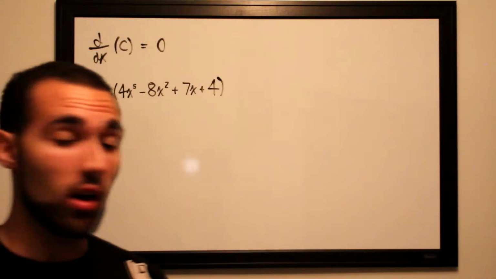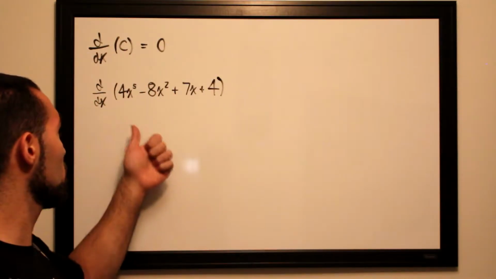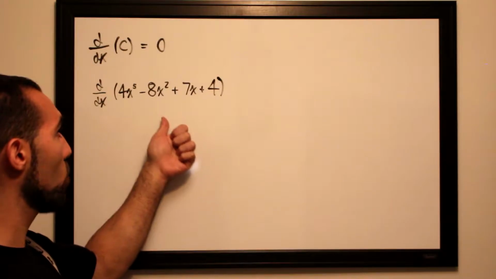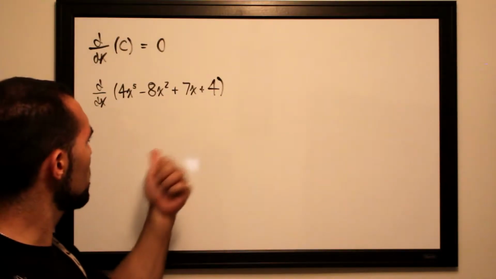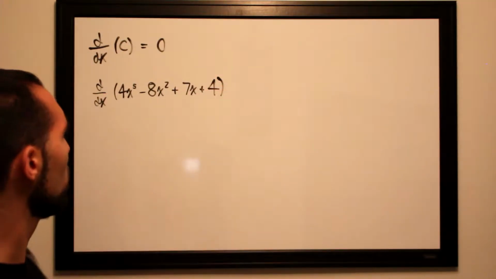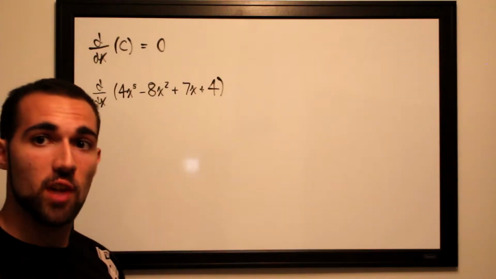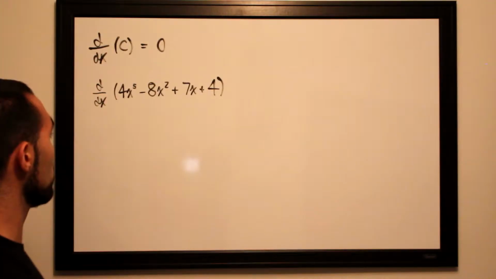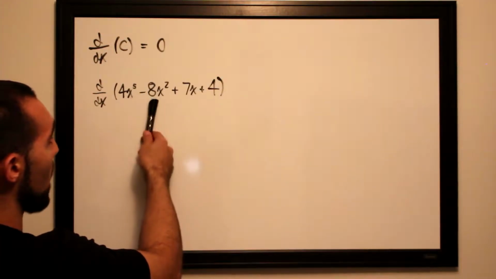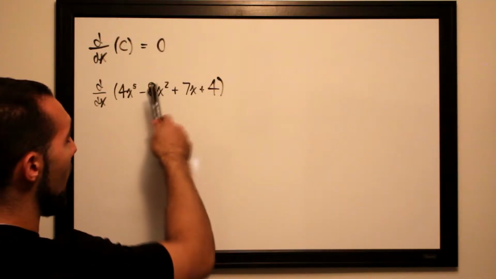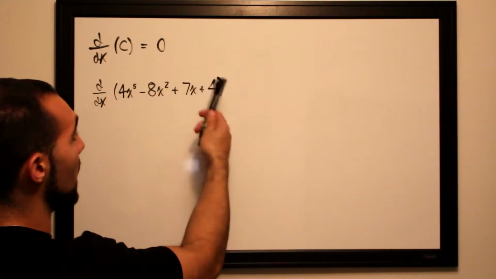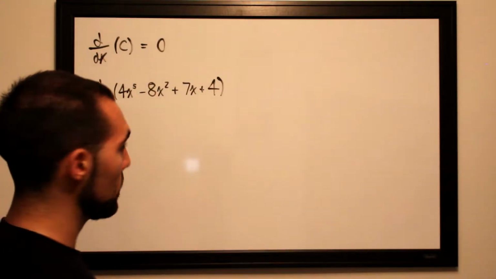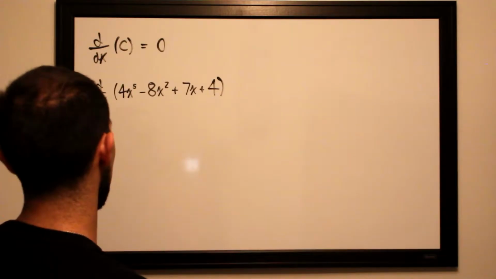So I got a little bit cut off over there. Let's take the derivative of the function 4x to the 5th minus 8x squared plus 7x plus 4. So what we'll be doing is splitting this up into several derivatives as we did for the previous example, where we'll take the derivative of 4x to the 5th, subtract the derivative of 8x squared, add the derivative of 7x, and then add the derivative of 4.